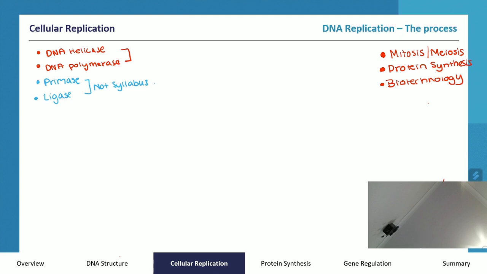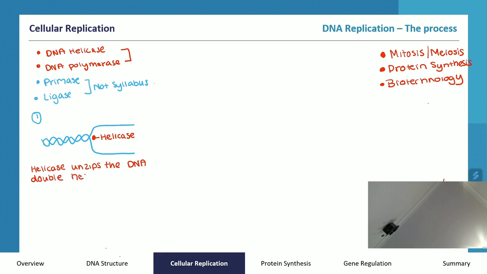So our first step, we have our DNA double helix, kind of looks like this, right? Something like this. And helicase, which is our red enzyme, will come in and unzip the DNA double helix by breaking the hydrogen bonds, exposing the nitrogenous bases.